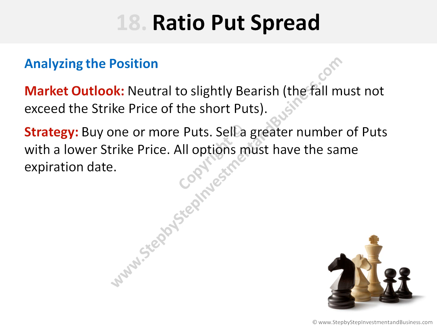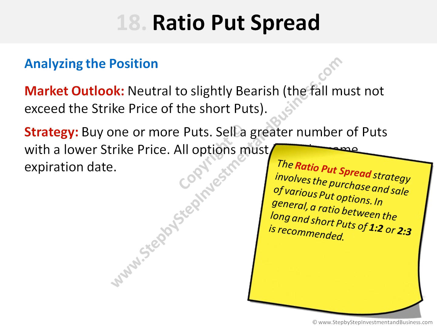The strategy consists of buying one or more puts and selling a greater number of puts with a lower strike price. All options must have the same expiration date. The ratio put-spread strategy involves the purchase and sale of various put options. In general, a ratio between the long and short puts of 1 to 2 or 2 to 3 is recommended. That is, we sell 2 puts for each contract we buy, or we sell 3 puts for each 2 contracts we buy.